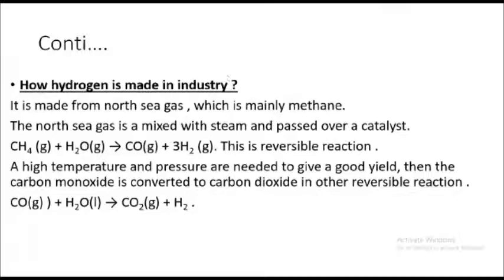So hydrogen is made from North Sea gas. Okay, for the production of hydrogen in the industry, it's made from North Sea gases. North Sea gas is one of the main gases that exist in the world. Keep in mind North Sea gas is mainly methane.